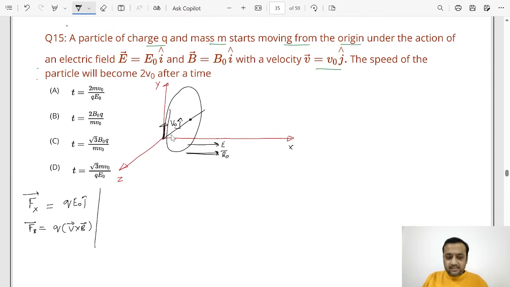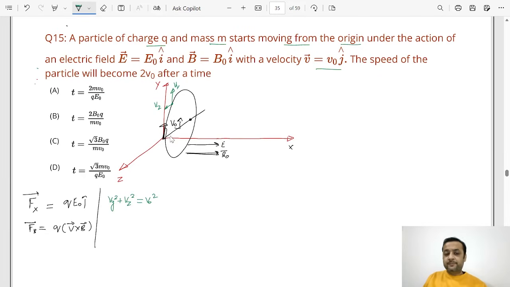At any instant in the yz plane, there will be two components of velocity, one y component and one z component. The speed would not have changed because the magnetic field cannot do any work. So at any instant, let us say this is the y component, vy, and this is the z component, vz. We can be sure that vy square plus vz square will be v naught square, because the magnetic field cannot do any work. I hope you have understood the effect of the magnetic field.